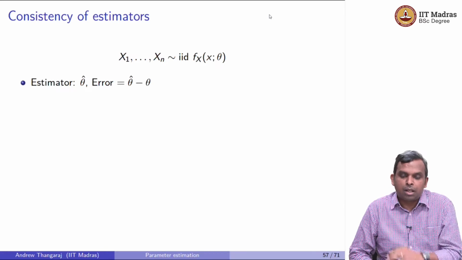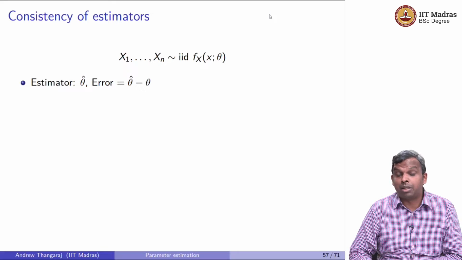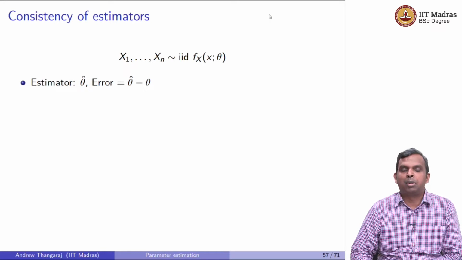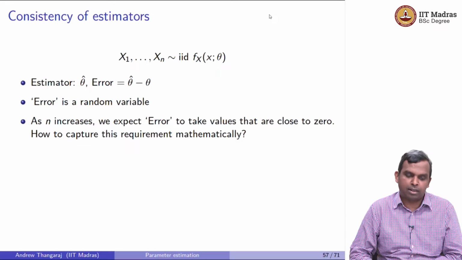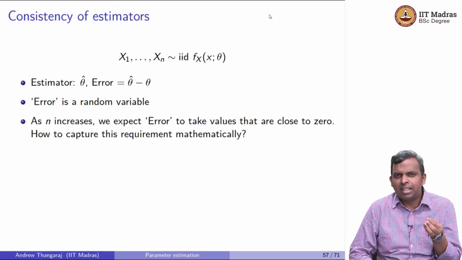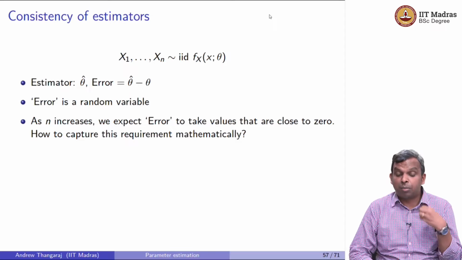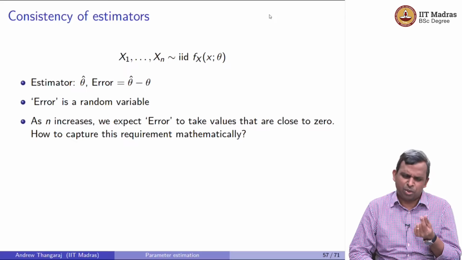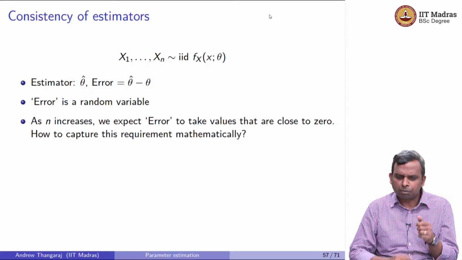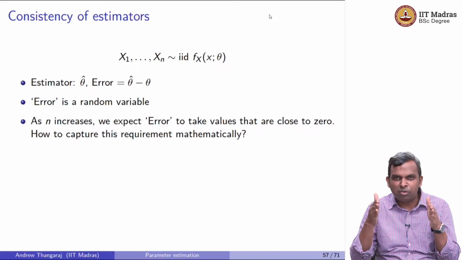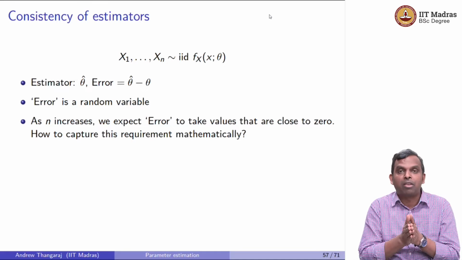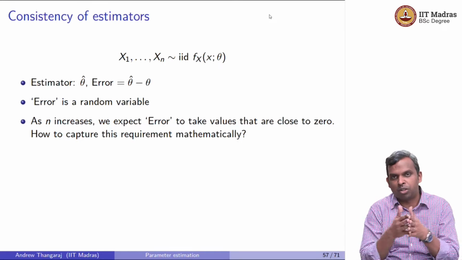Okay. So here is a problem where you have n IID samples from a distribution and there is an unknown parameter theta. There is an estimator theta hat for it, and the error, we have seen this error random variable before, which is theta hat minus theta. So error is a random variable. Generally we expect as n increases, as you observe more and more samples, this error should take values which are only close to 0, very, very small values. So in some sense we are expecting some convergent behavior for error converging to 0 with n.